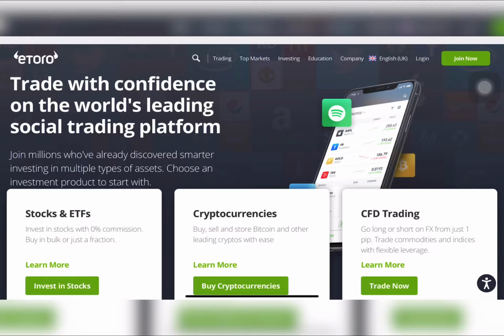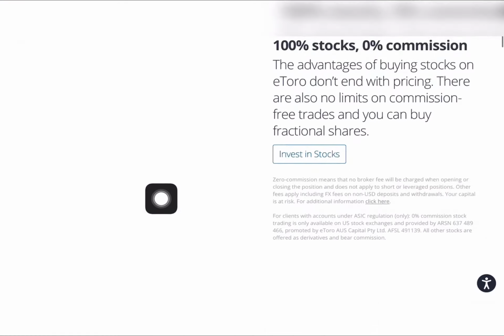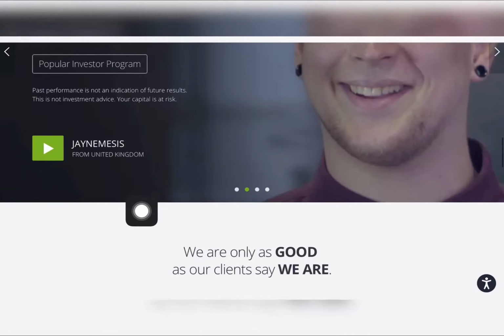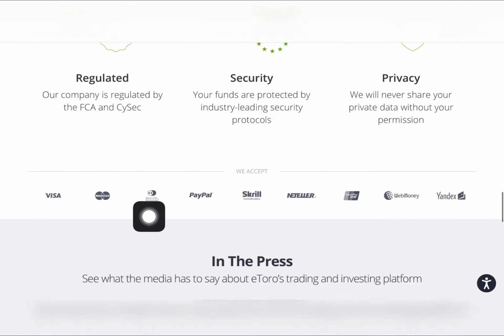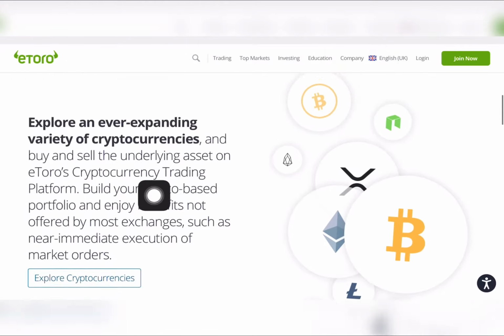Let's start. This is the platform of etoro.com. If you check my description, I will post the link so that when you click that link, you can be redirected directly to this platform. Okay, so here we have trading, top markets, investing, education. I would suggest you study and have a look at the first page of this platform so that you will know what eToro is all about.